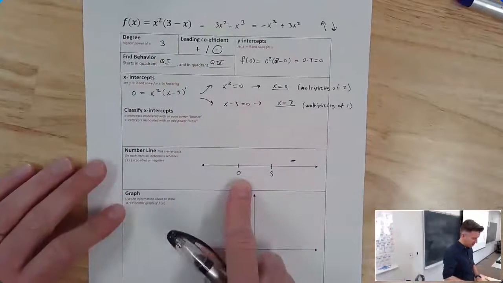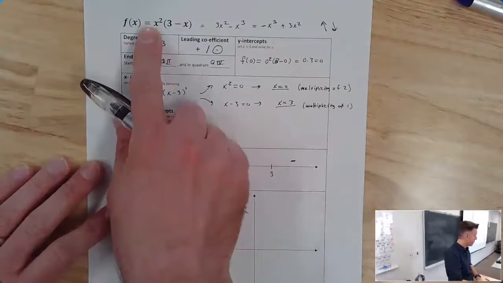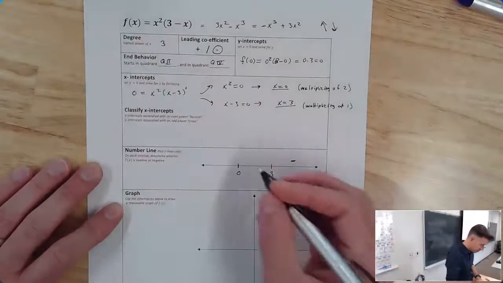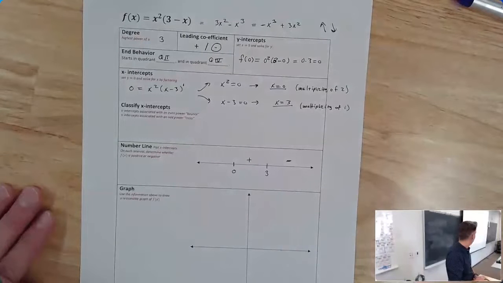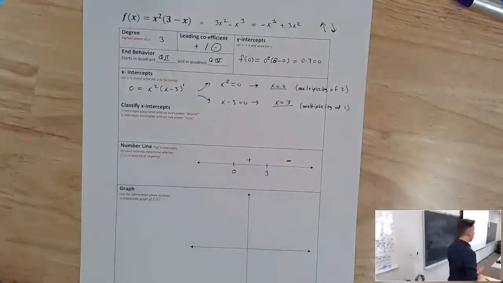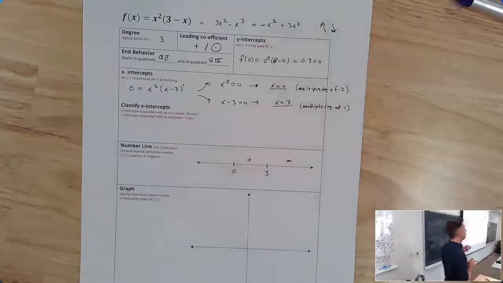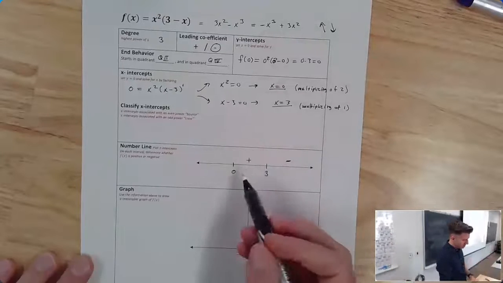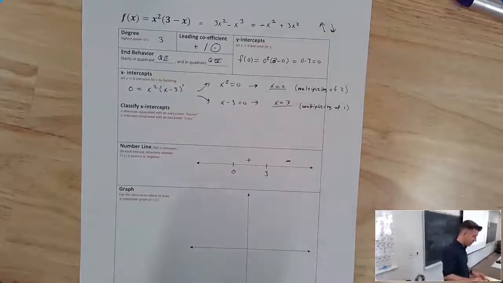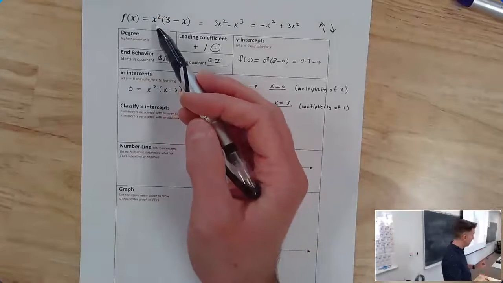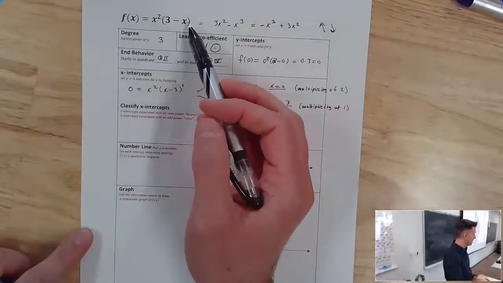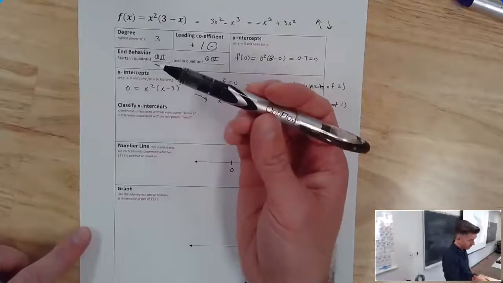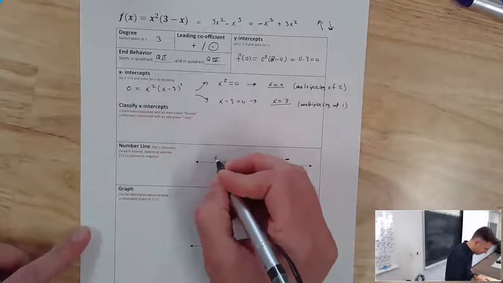Picking something between 0 and 3, like 1. 1 squared is positive, 3 minus 1 is positive, so the whole thing is positive. And that would be true no matter what number between 0 and 3. We can't pick 0, because plugging in 0 will get you just back 0, and that's neither positive nor negative. And we can't pick 3 for the same reason. You have to pick something specifically between the numbers. Lastly, picking something less than 0, like -2. -2 squared is positive. 3 minus -2 is also positive, because it's 3 plus 2, which is 5. So that's a positive times a positive, which is positive.